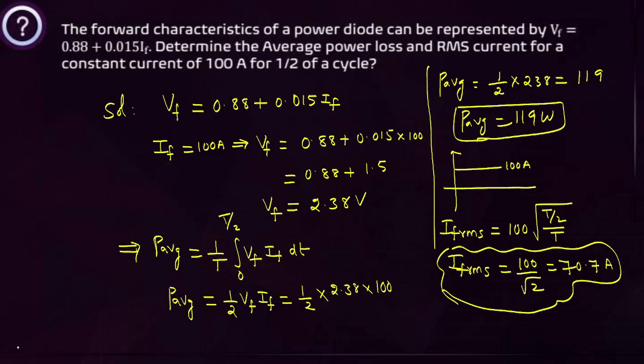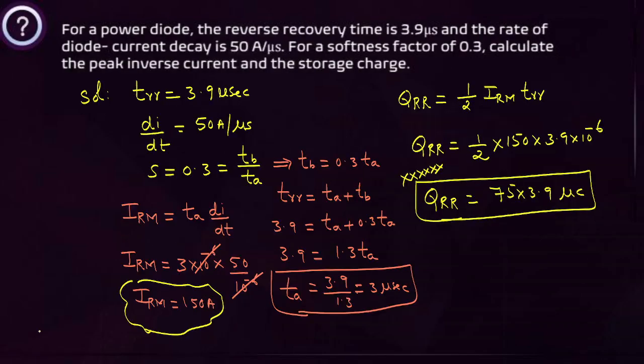Then here I solved one problem based on the calculation of average power loss during on time. I already gave the turn on characteristics and turn off characteristics. Please go through this problem also. This is the calculation of average power loss during conduction of the diodes. And this is also important. Here you know the TA data by knowing the softness factor. I calculated TA. Once I know TA, you apply the IRM formula, which is TA into di by dt. This is important. Don't apply IRM equal to TRR into di by dt. Why?